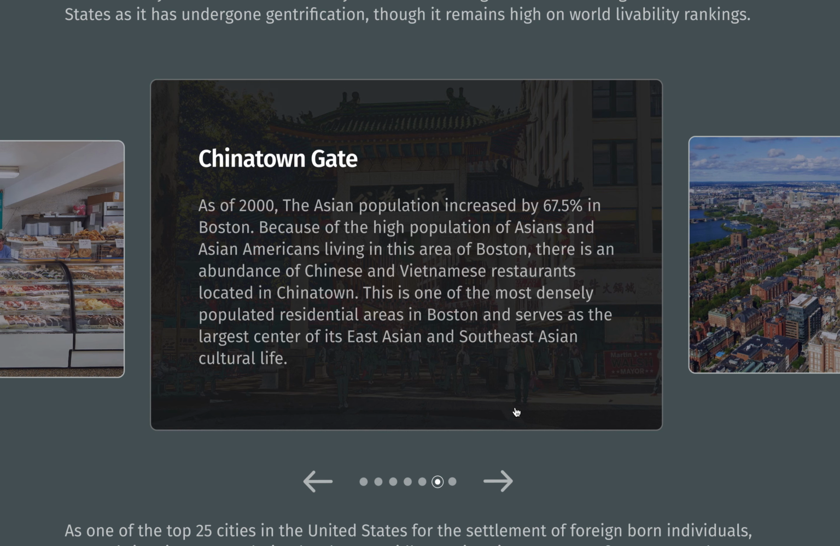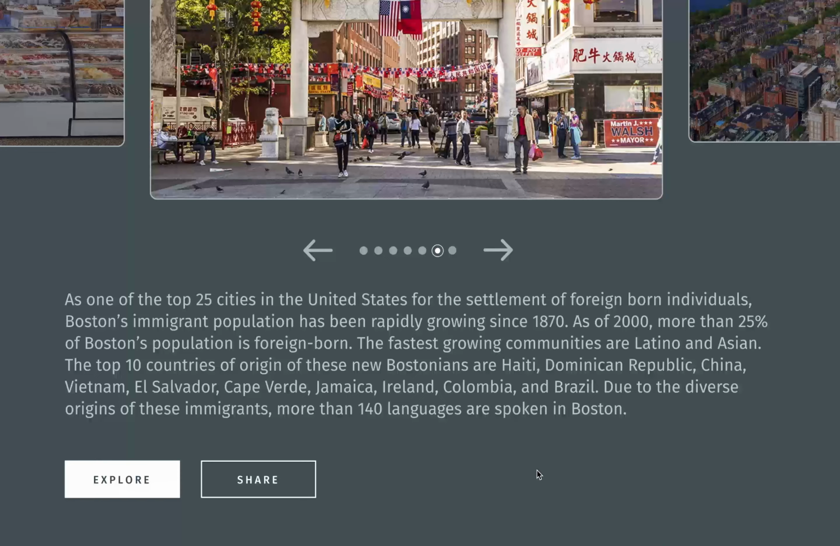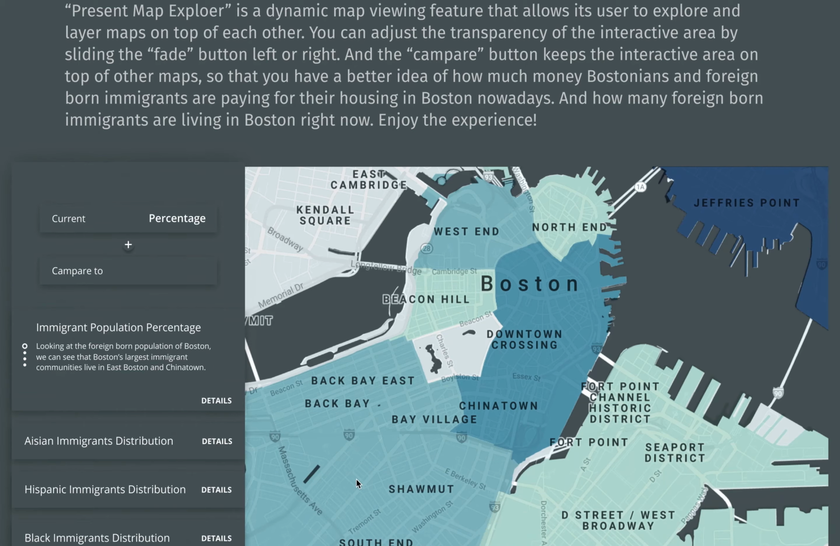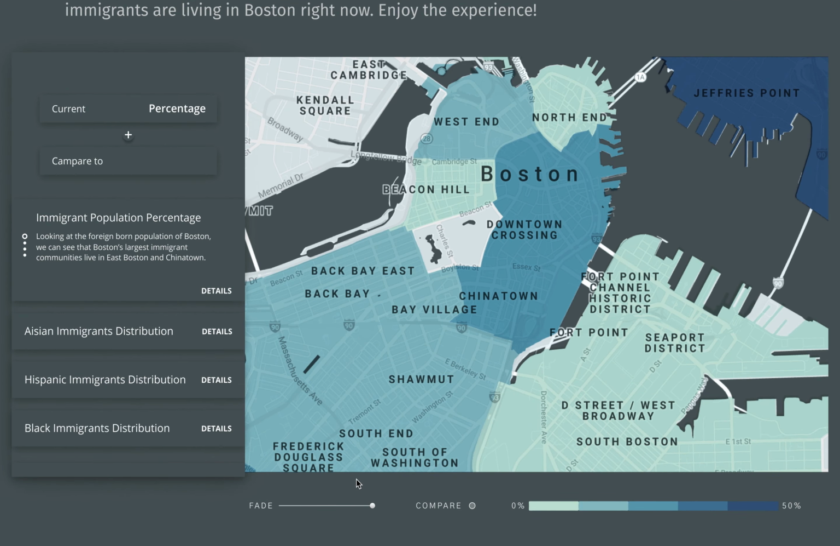Chinatown is one of the most densely populated residential areas in Boston and serves as the largest center of its East Asian and Southeast Asian cultural life. The present Map Explorer gives you the option to learn more about the foreign-born immigrant population distribution in Boston, as well as how much money Bostonians are paying for their apartments monthly. You can see in the immigrant population percentage map, Boston's largest immigrant communities live in East Boston and Chinatown.